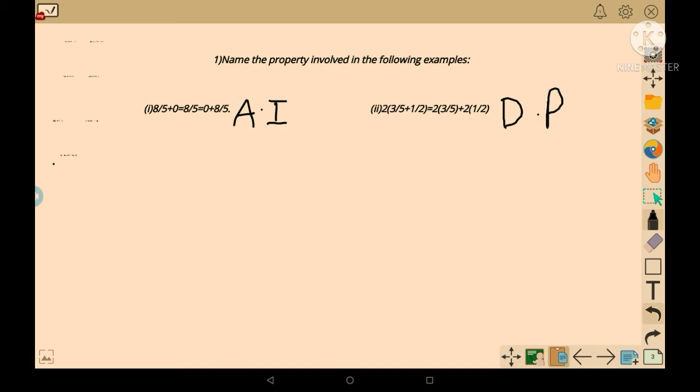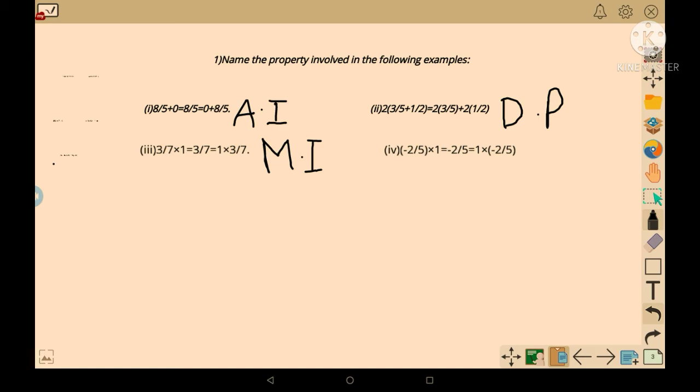Let's go to the third one now. So the third one is 3 by 7 into 1 equals 3 by 7, that is 1 into 3 by 7. So that is the multiplicative identity, right? The same number repeating, I said that is identity. We have two identities, additive and multiplicative. So A I and M I. This is M I.